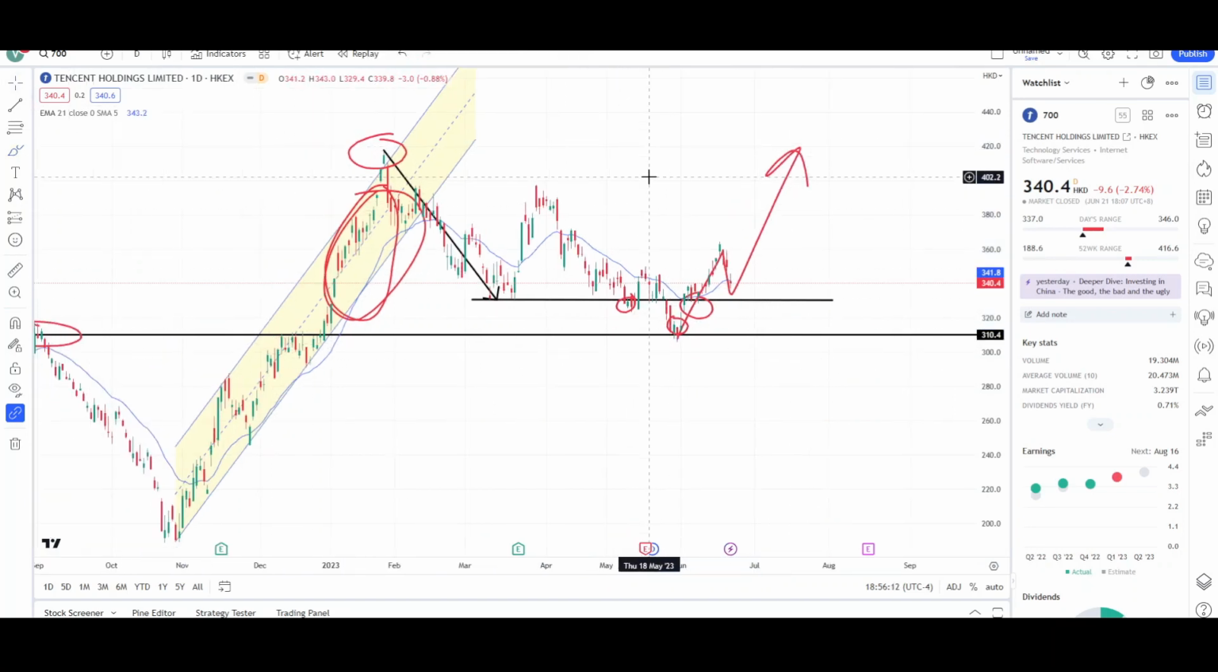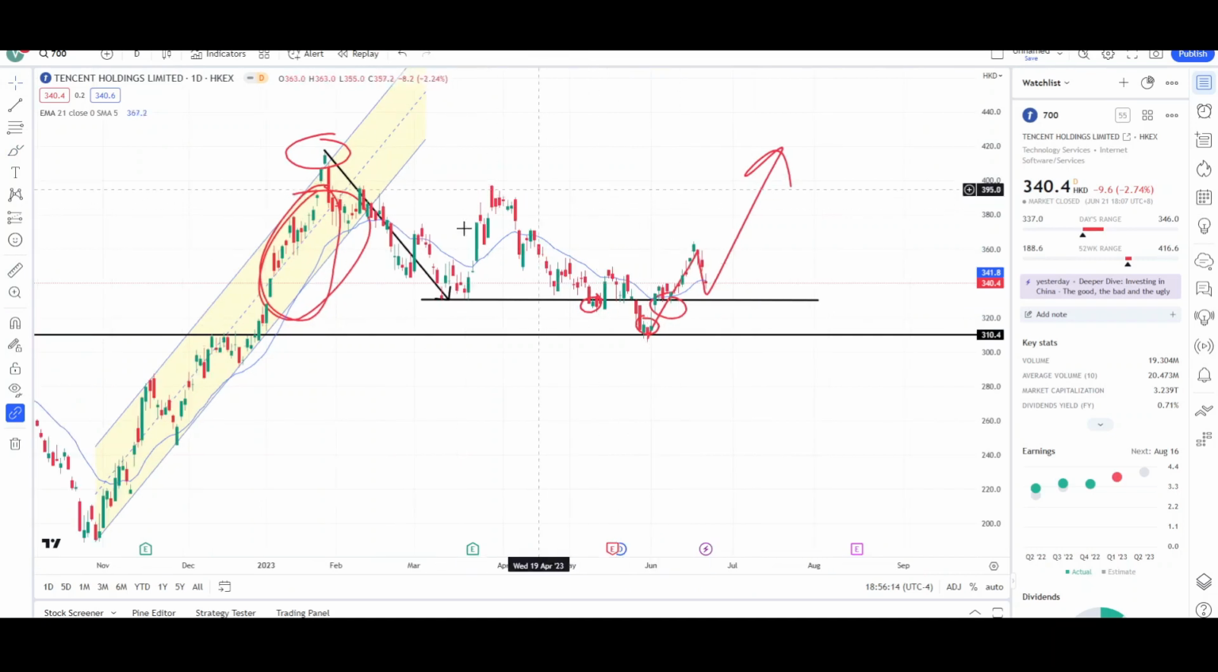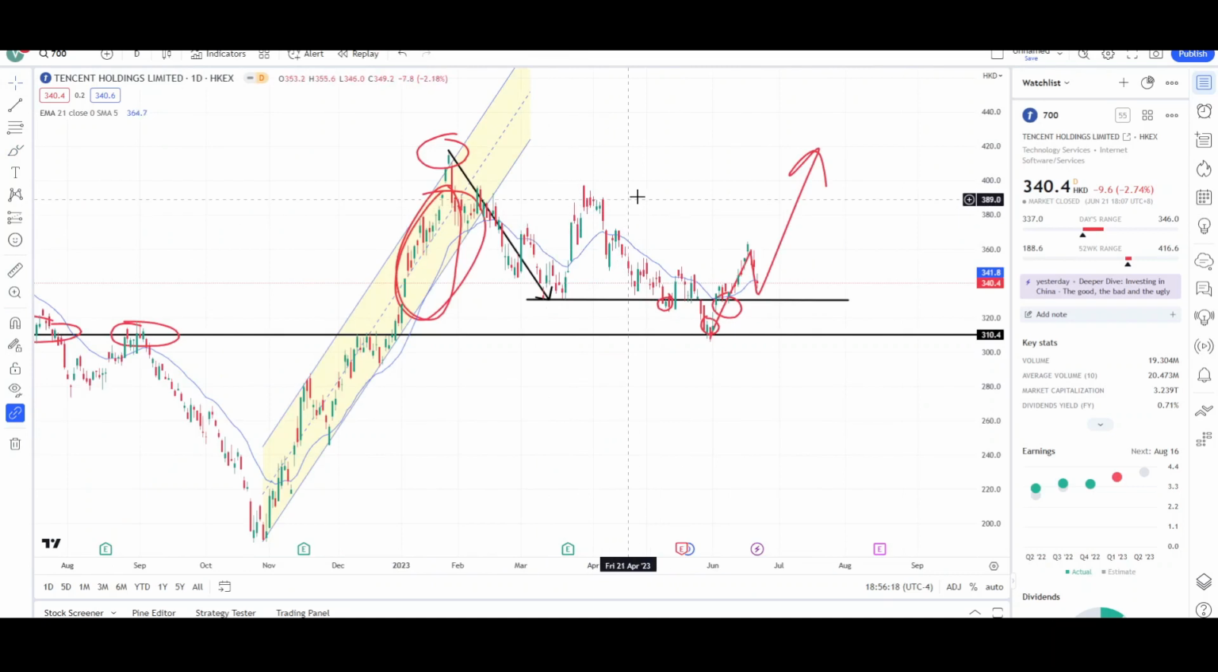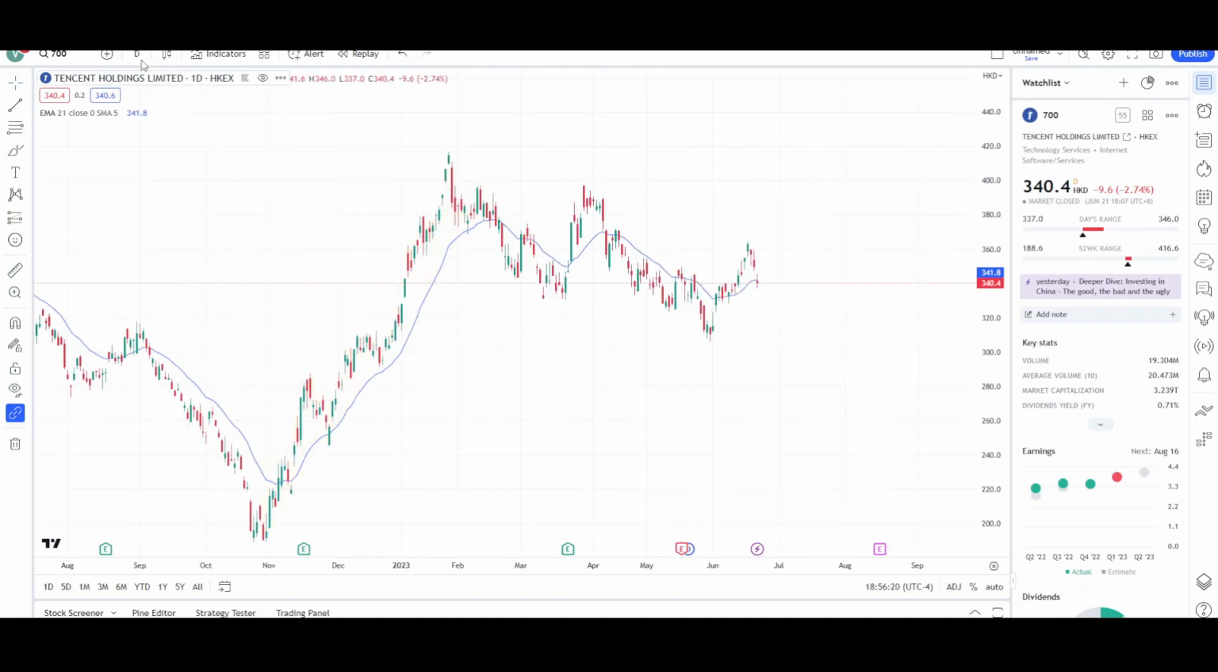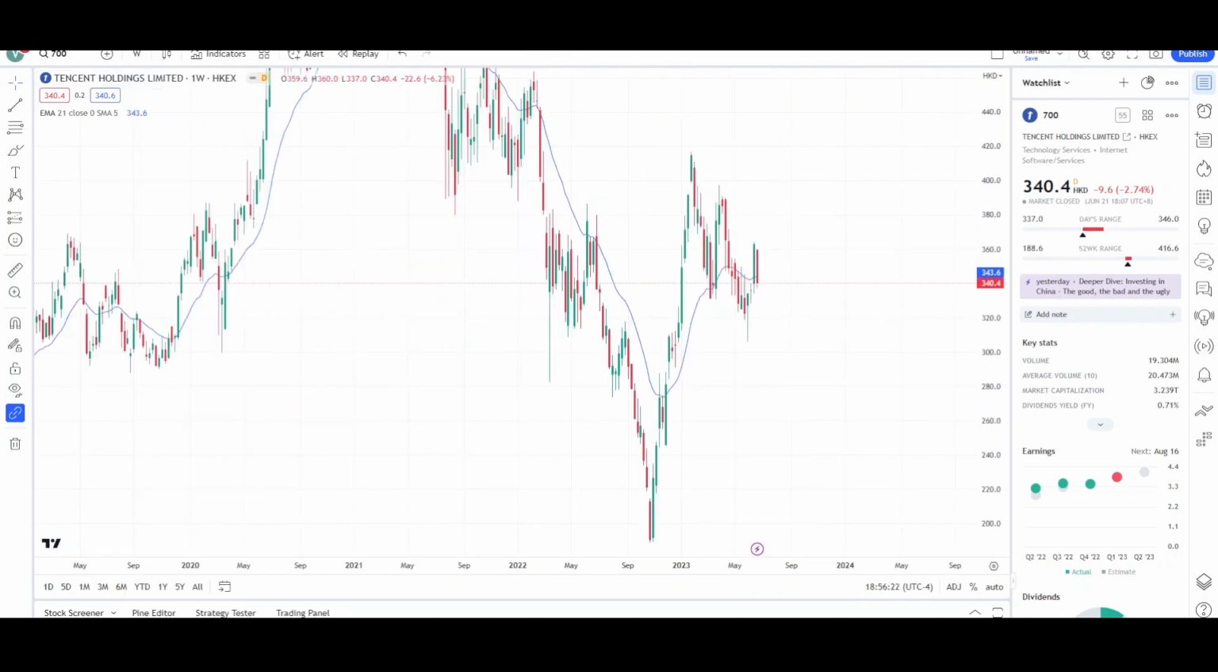I think there's a high probability of that occurring. I think the shorts don't have a lot to go off of. So it looks like the bulls could be taking the lead any second now. So that's all I have for Tencent on the daily chart.